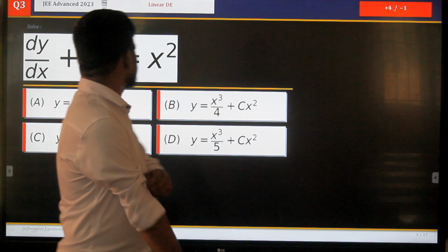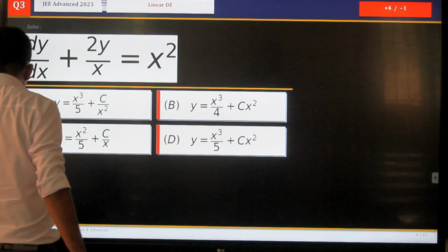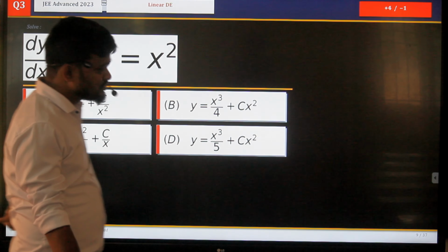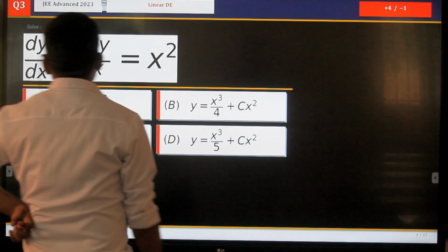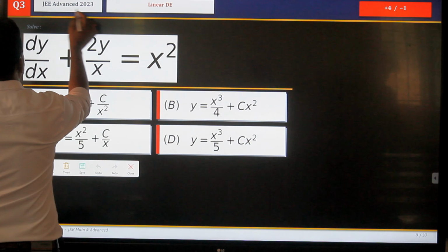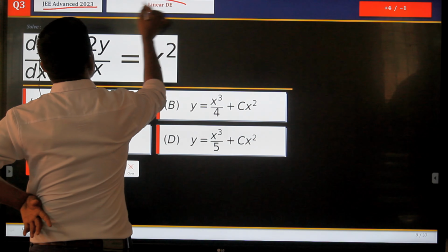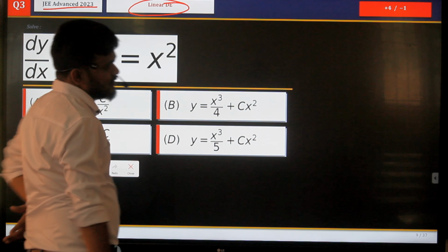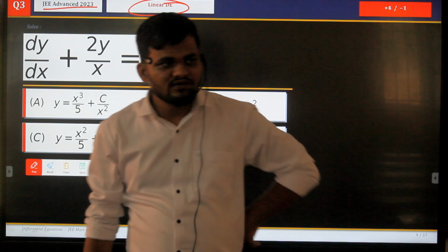So the next question is a JEE Advanced 2023 question, which is from linear differential equation. The JEE Advanced 2023 chapter is linear differential equation. Why is it called a linear differential equation?